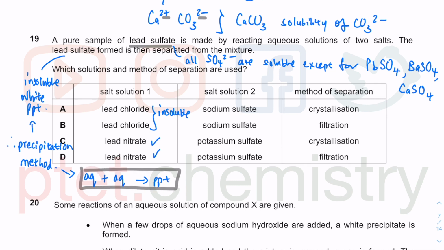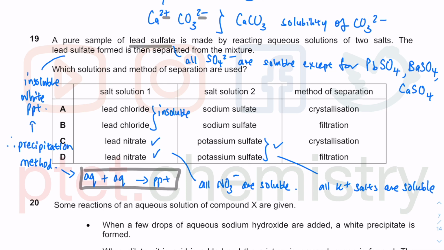So all nitrates are soluble, as we talked about in the previous question, solubility rules. All nitrates are soluble. And we can think about the other thing, which is the same. All potassium salt, sodium salt, as well as ammonium salt are always soluble. So, all K+ salts are soluble. And we are precipitating out insoluble stuff.